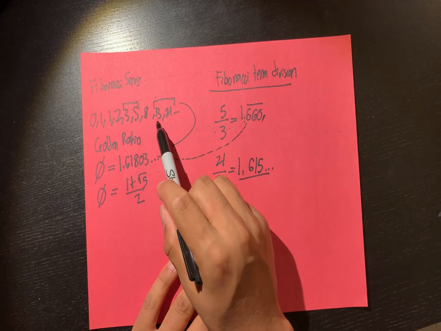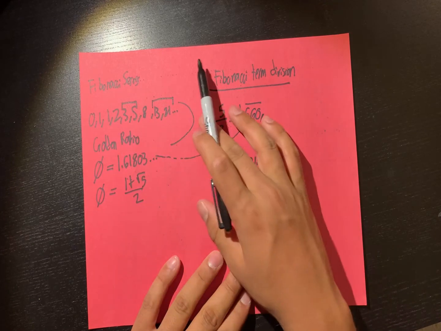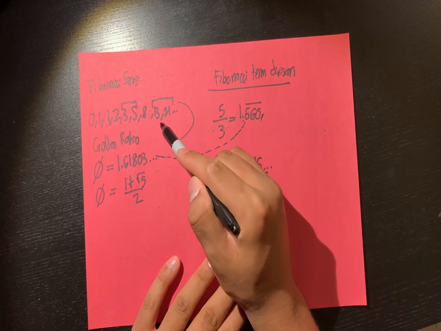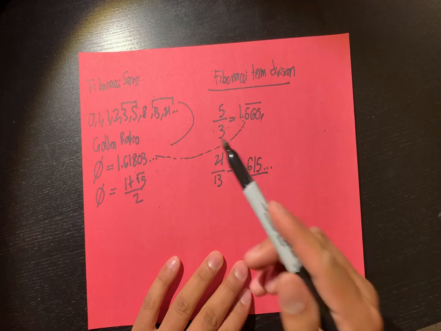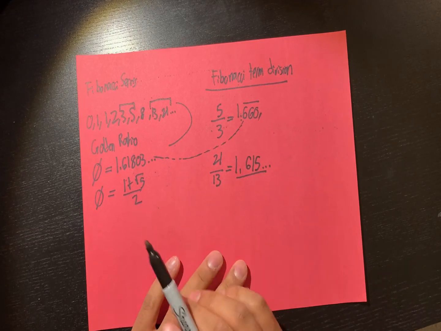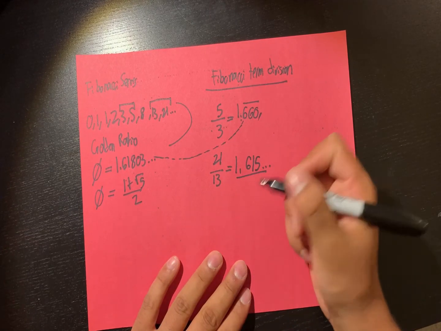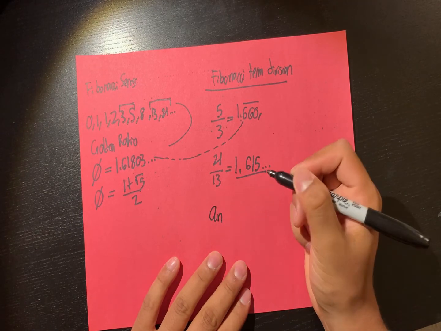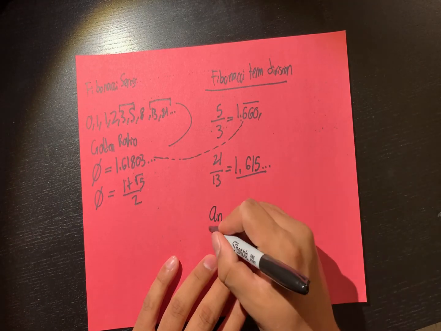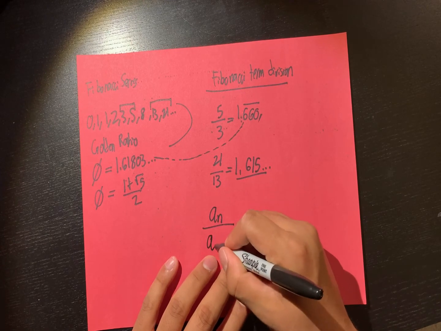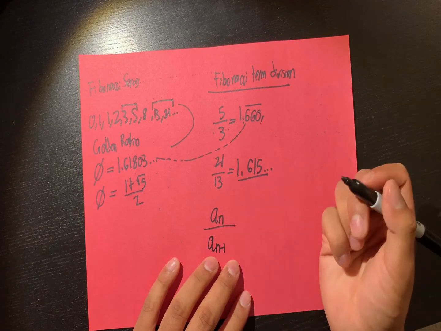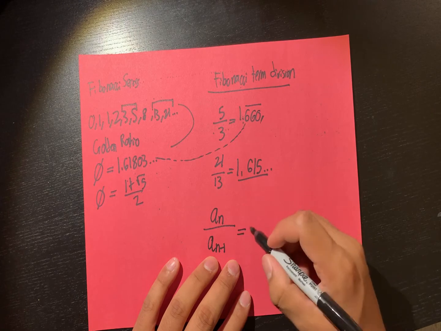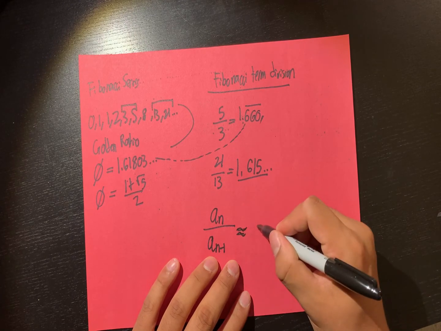Okay, so basically, what it means is the farther along the Fibonacci series we choose our pair of adjacent numbers, the better approximation we are going to get for phi, the golden ratio. So if you write a little formula for it, we have an, which is the larger term in our pair. We divide it by an minus 1, the term directly before it. We will get approximately phi.